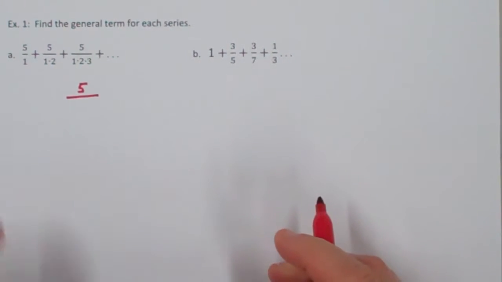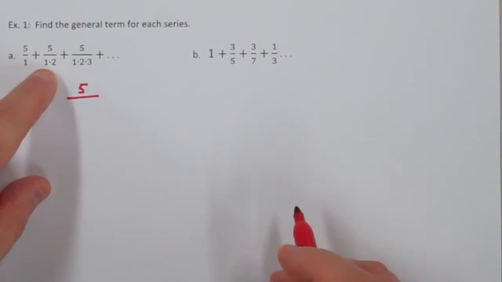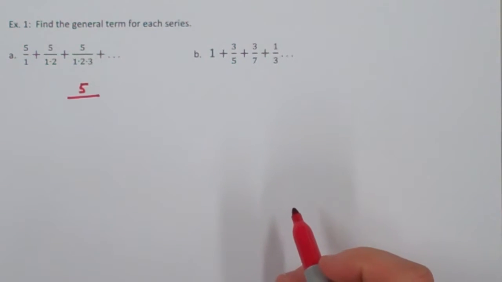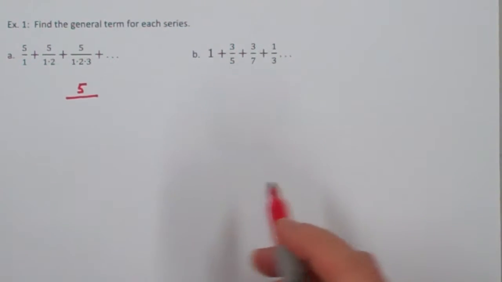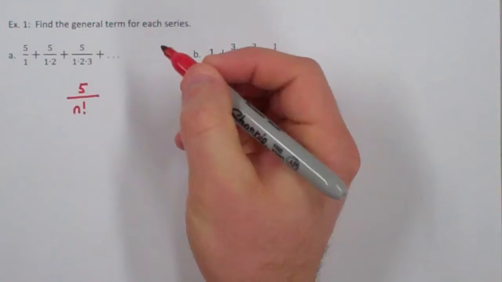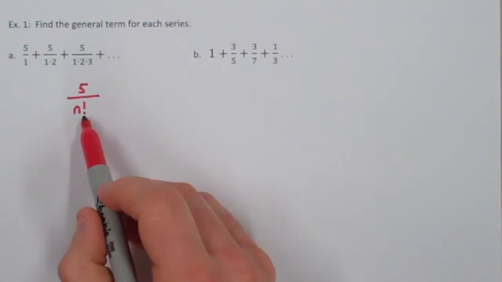In the denominator, we can see that we have a 1. We have a 1 times 2, 1 times 2 times 3, and you can imagine the next one would be probably 1 times 2 times 3 times 4 if this pattern continues. Well, this is just n factorial in the bottom. And so our general term here is going to be 5 over n factorial.